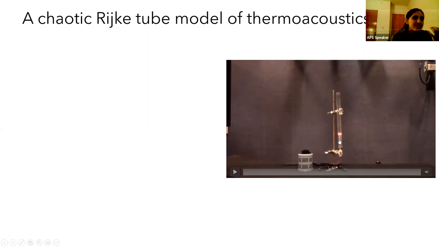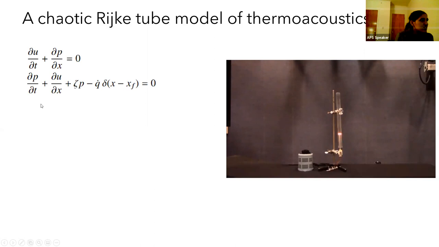Once the gas is lit, we hear this ringing noise because the acoustic pressure oscillations inside the tube are in phase with the heat released from this point source. This model describes this in more detail. It is derived from the inviscid Navier-Stokes equation, which is also linearized about the main flow. Here Q dot is the heat released by a point source at XF.